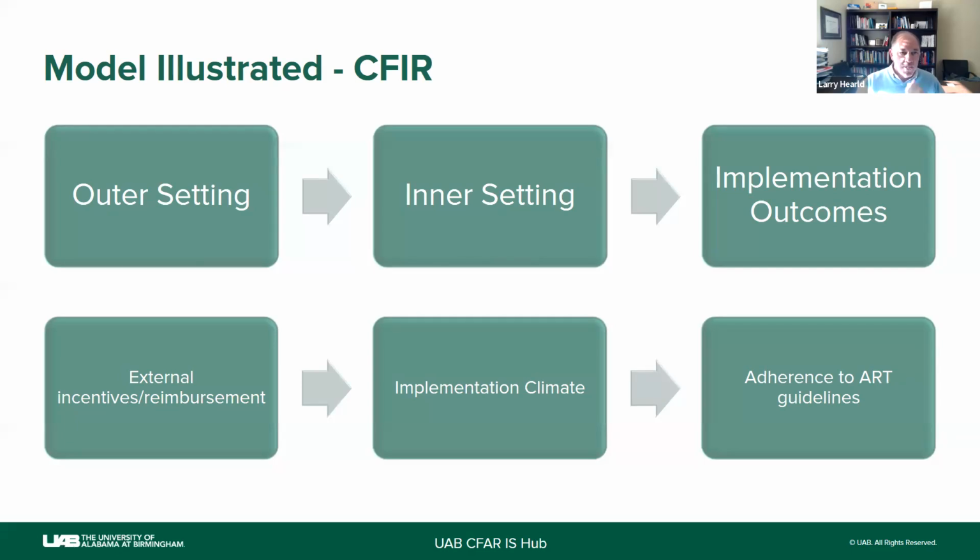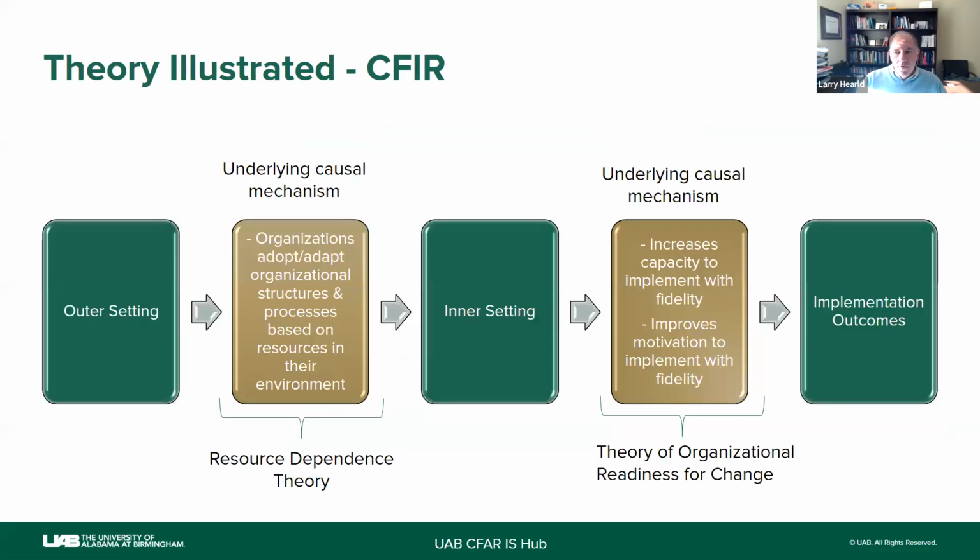And for that, we really need a theory to be able to explain why the outer setting is associated with the inner setting, or in this case, why external incentives might be associated with the implementation climate, which in turn might be associated with greater adherence. So building on that same figure, a theory, or a set of theories, can help us understand why these things like the outer setting, inner setting, and implementation outcomes are related.